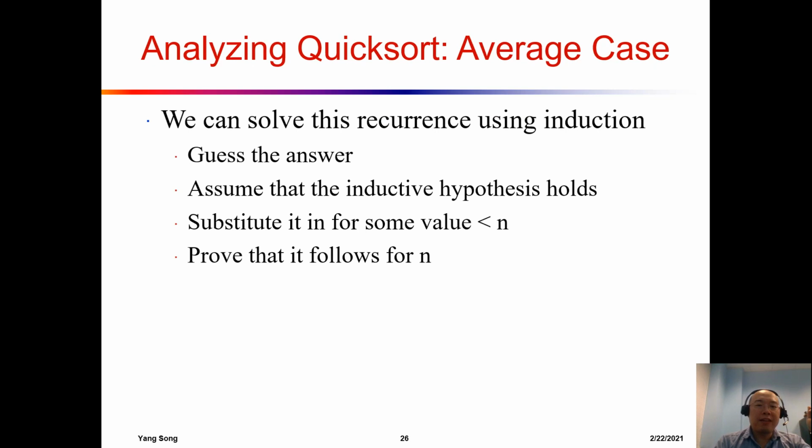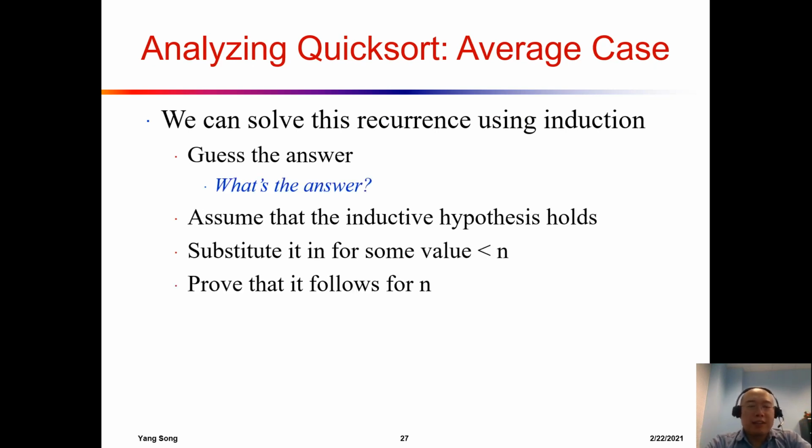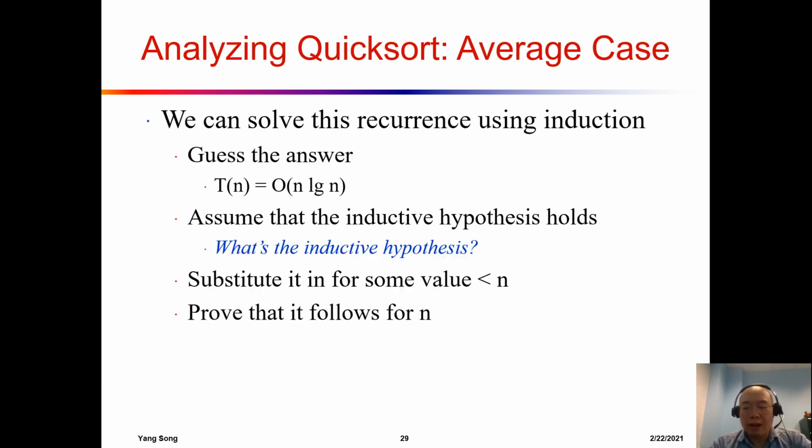Okay, and then we had this discussion. We want to get the answer, and we have already talked about that. Considering the 99 to 1 or 1 to 99 partition, we feel that for the average case, T(n) will be O of n log n.